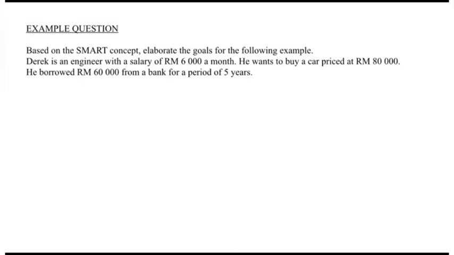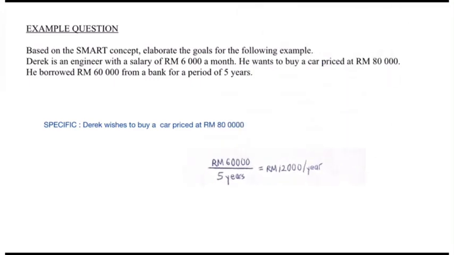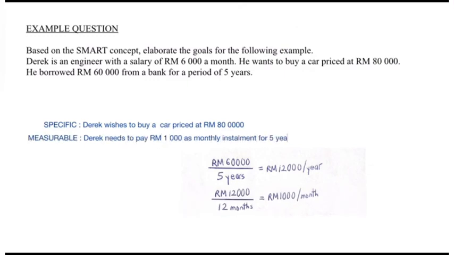So the first one, S, stands for specific. It means that we need to state Derek's aim. So specific, Derek wishes to buy a car priced at 80,000 ringgit. Next, M for measurable. Derek borrowed 60,000 from the bank. It means Derek had already put a down payment of 20,000 for the car. So, 60,000 ringgit divided by 5 years results in 12,000 ringgit per year. And we divide 12,000 ringgit by 12 months, so Derek needs to pay 1,000 ringgit per month.